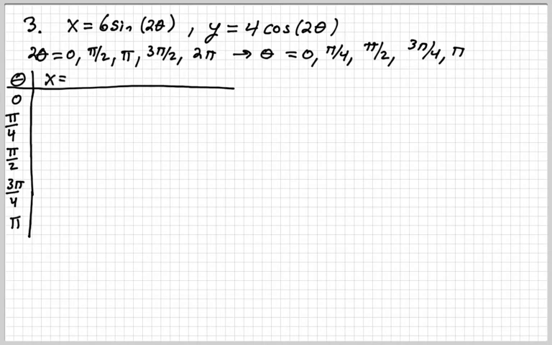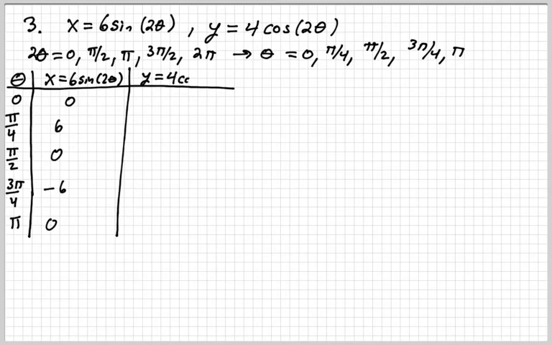Okay, and x is equal to 6 sine of 2 theta. So we'll go ahead and evaluate. That's going to be 0, 6, 0, minus 6, and 0. And evaluate the 4 cosine of 2 theta at those values, which will give us 4, 0, minus 4, 0, and 4.